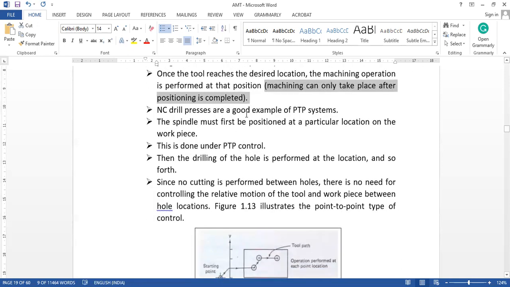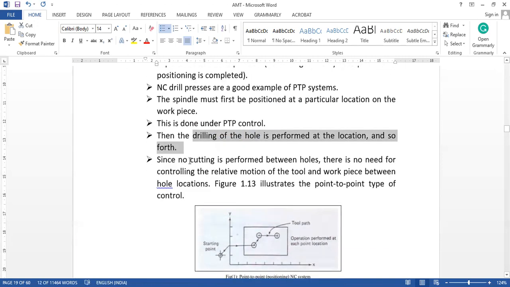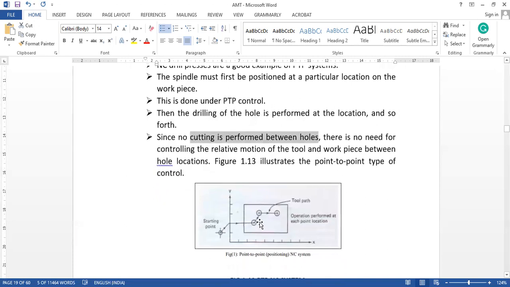NC drill presses are a good example of a PTP system. The spindle must first be positioned at a particular location on the workpiece. This is done under PTP control. Then the drilling of the hole is performed at that location and so forth. Since no cutting is performed between holes, here you can see a figure.